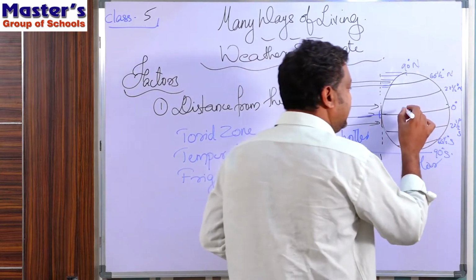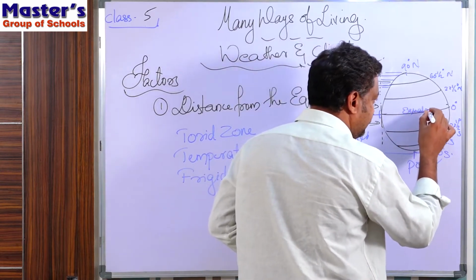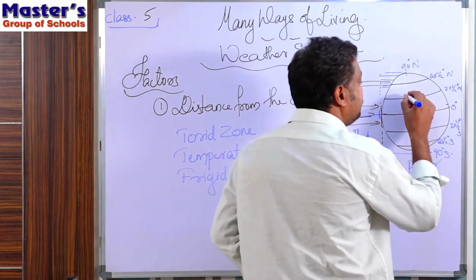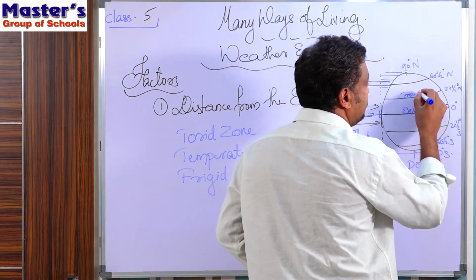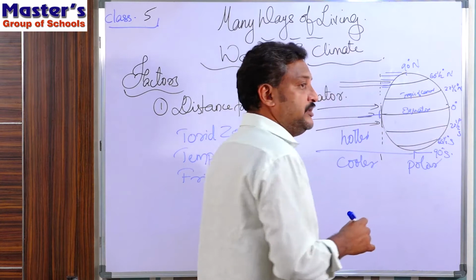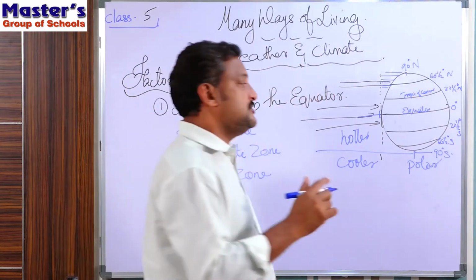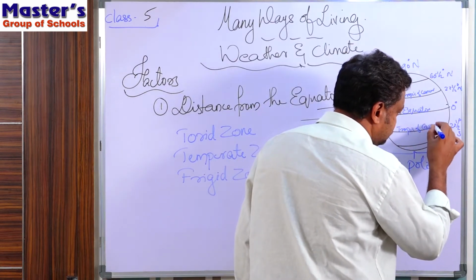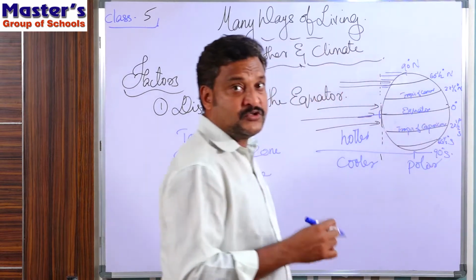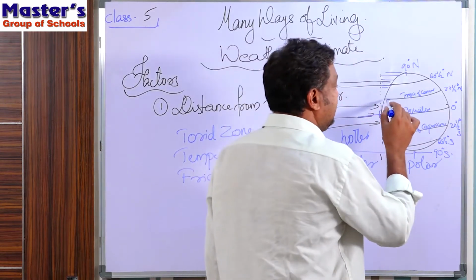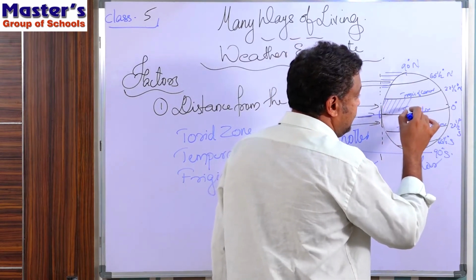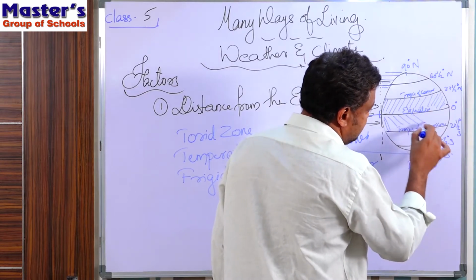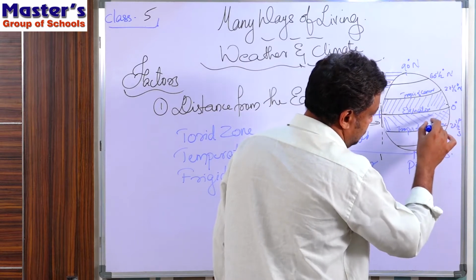So this one, 0 degree, is known as the equator. Then 23.5 degree north latitude is known as the Tropic of Cancer. And 23.5 degree south latitude is known as the Tropic of Capricorn. Okay, so the area that lies in between Tropic of Cancer and the Tropic of Capricorn along with the equator is called the torrid zone.